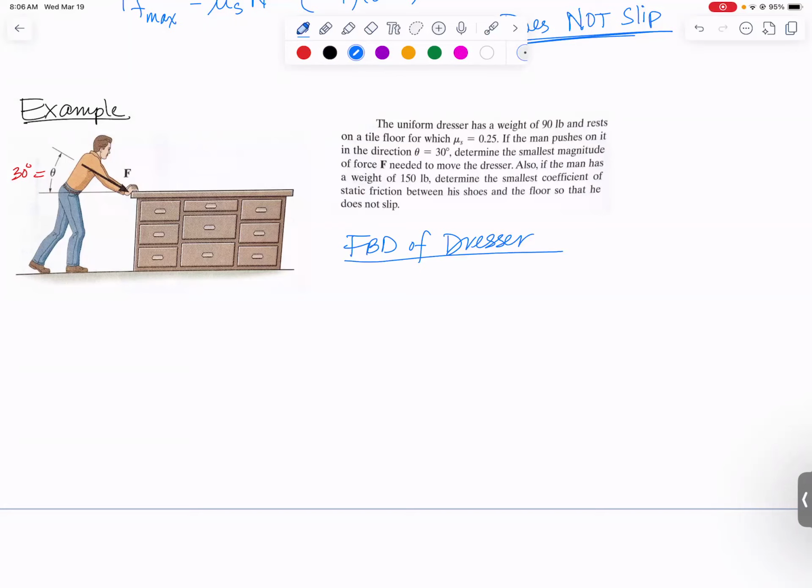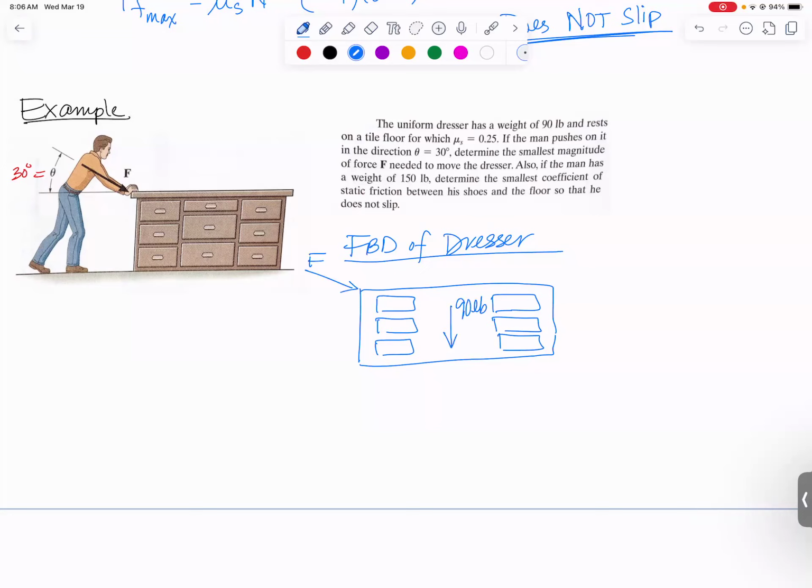At its heart, though, this is really like one of those frame and machine problems that we spent the last couple of weeks solving. We've got two things contacting each other. We're going to draw diagrams of them separately and see if we can solve the problem. So here is my dresser. What all is acting on it? It has a downward weight of 90 pounds, and somebody is pushing on it with a force F at a 30-degree angle, and we do not know F.